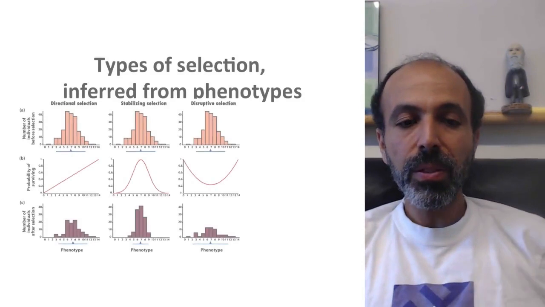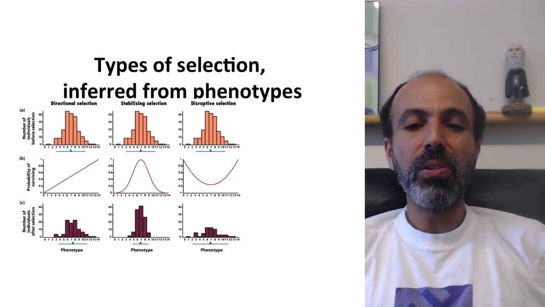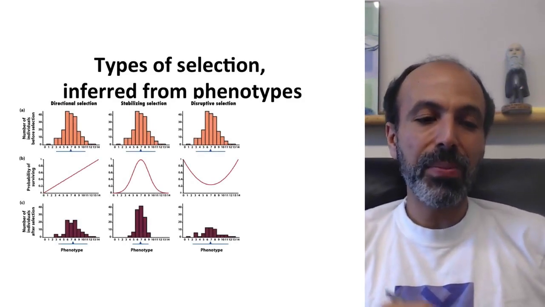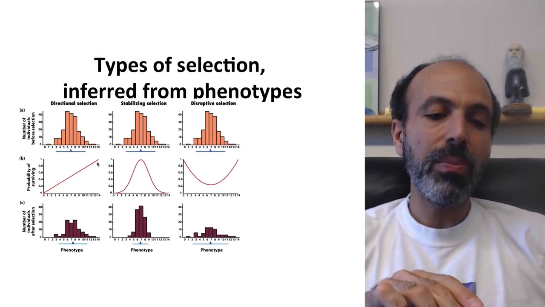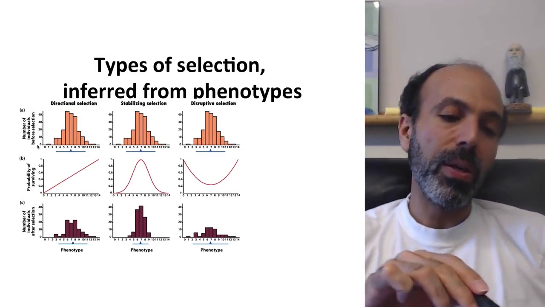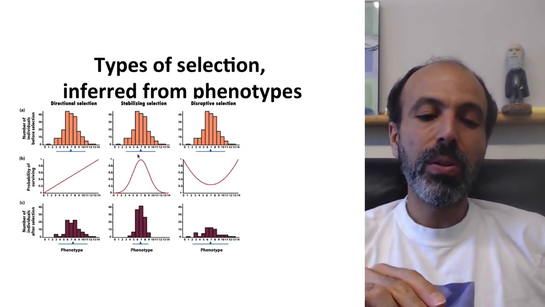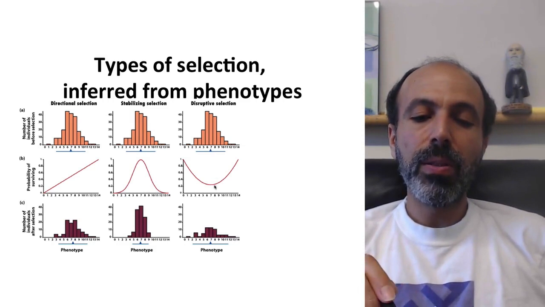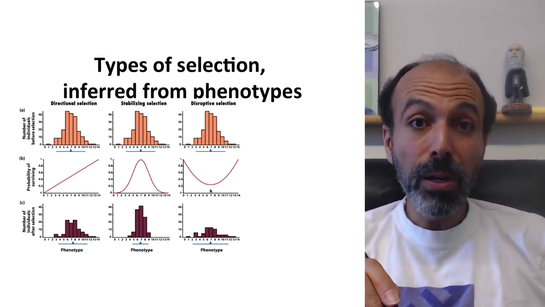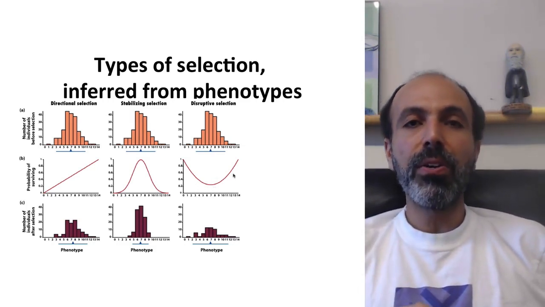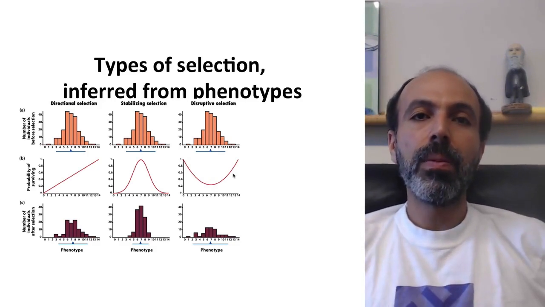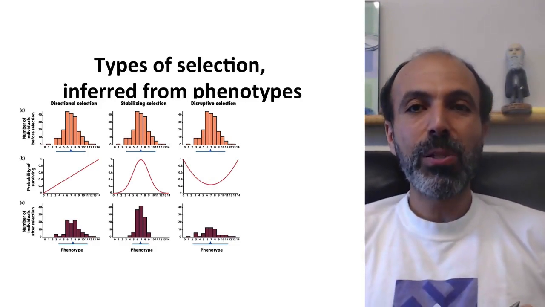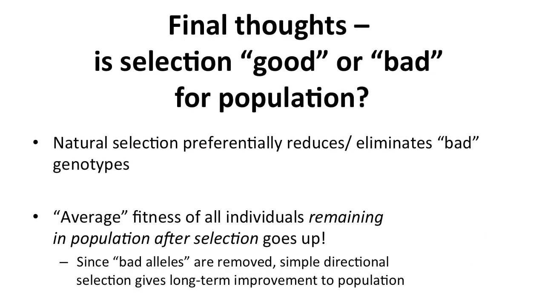So those are, again, the 3 types of selection that you can infer from looking at phenotypes. Directional, where you have a change in the mean and one end is favored. Could be the other way too. Stabilizing selection, where the ones near the mean are favored, you lose variance, you lose those extremes. Or disruptive selection, where the intermediate ones are unfavored and you have an increase in variance, an increase in those extremes. Now, before we leave selection behind for this particular lecture, I'd like to close with a few final thoughts.